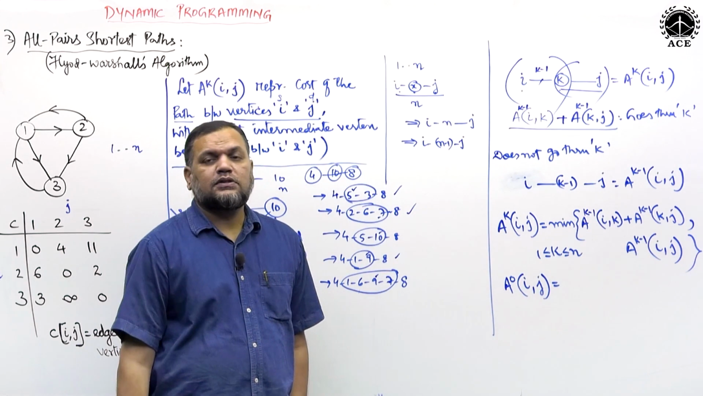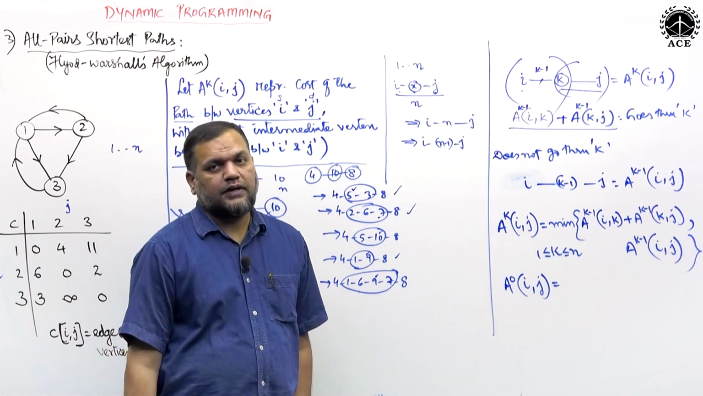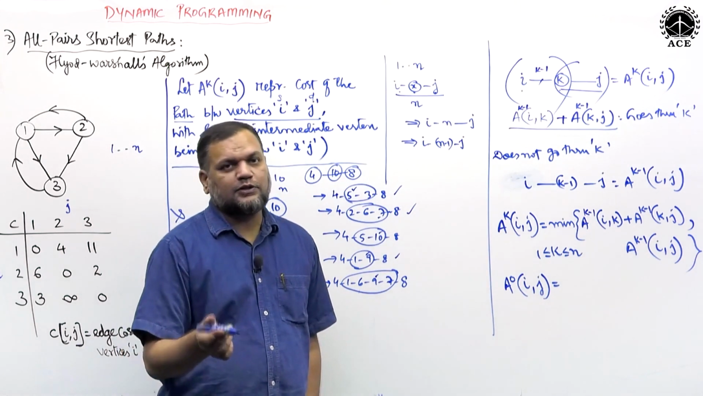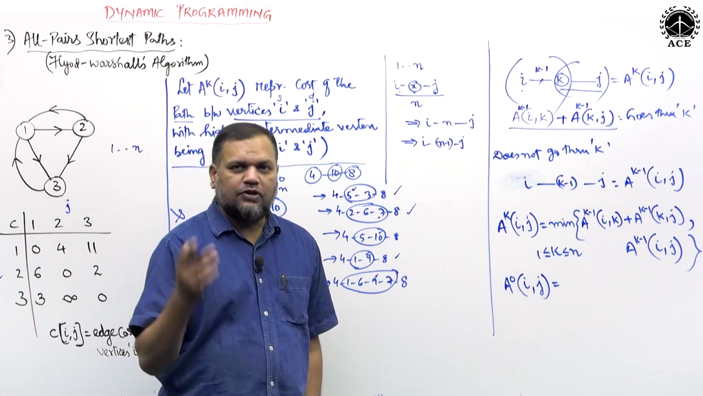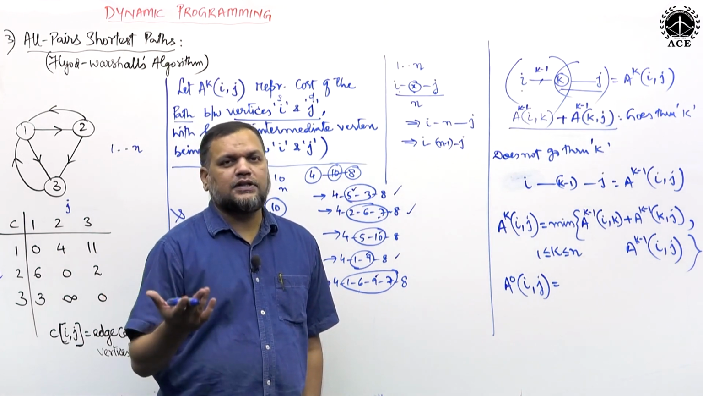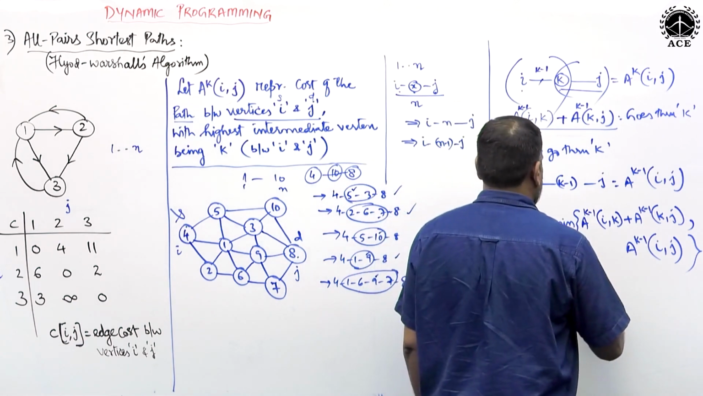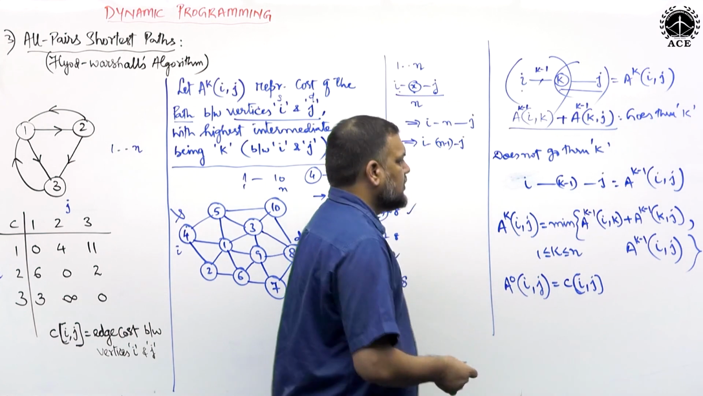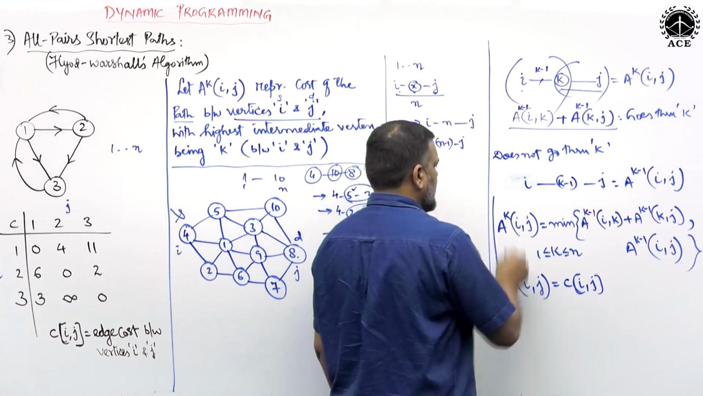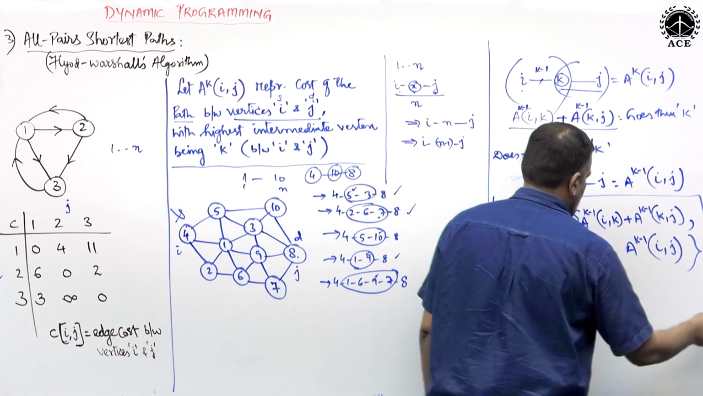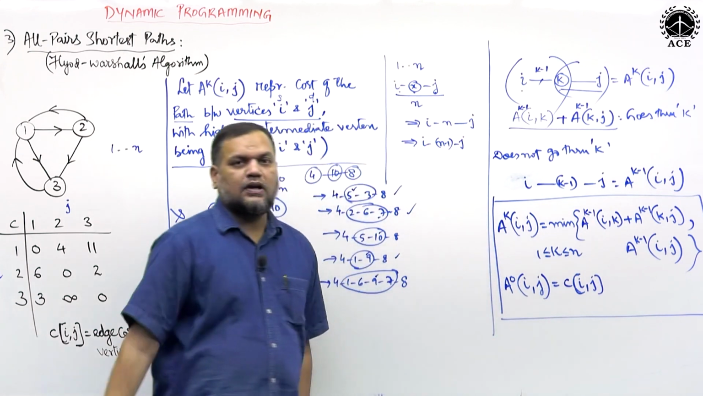A 0 means no intermediate vertex between i and j. If there is no intermediate vertex between i and j, then obviously and naturally i and j should have a direct edge, and the edge cost is given by the function c of i j, is it not? So, c of i j.